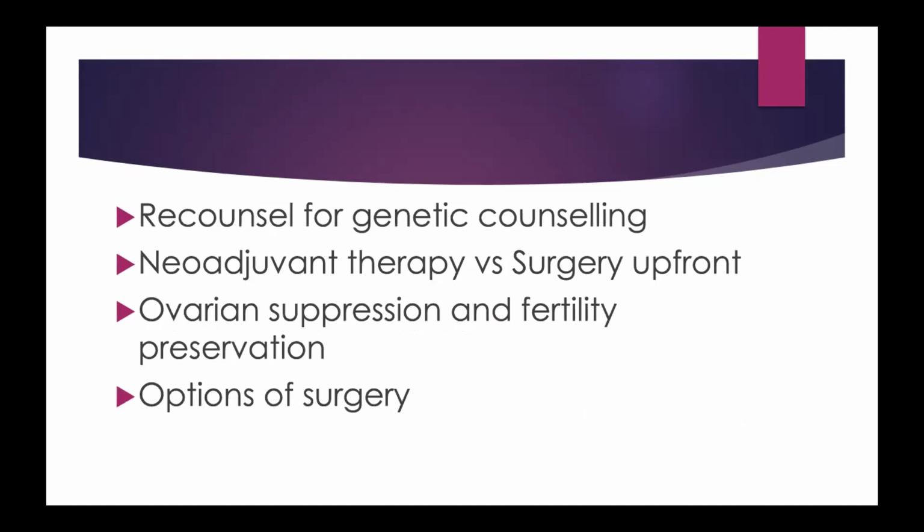So actually we did re-counsel her for genetic counseling, but she still refused anyway. Okay, about neoadjuvant therapy versus surgery upfront, this is radiologically T1B. It's just that clinically it is T2. So probably we want to go for surgery upfront first. And then we want to discuss with the patient further because this is ER positive also, so ovarian suppression and also fertility preservation. Even though she's 45 years old, we know that the ovum is getting less and less, so we have to ask about that. And the options of surgery are as discussed just now.